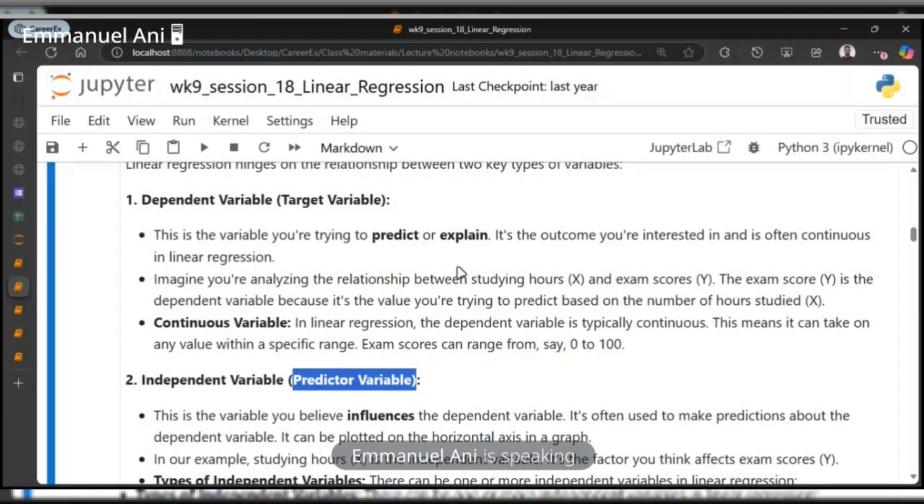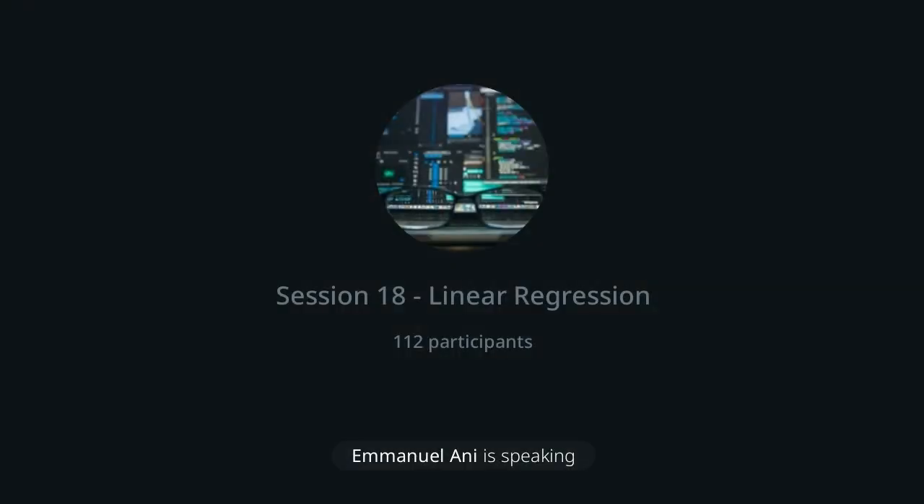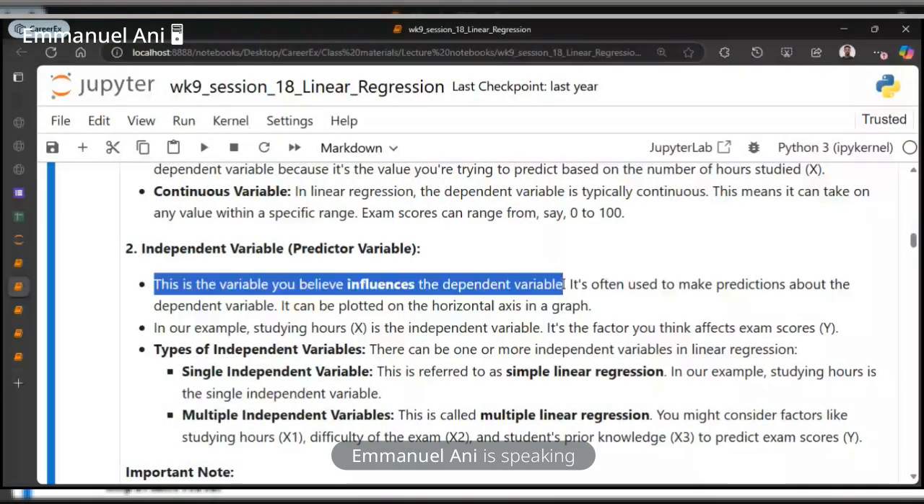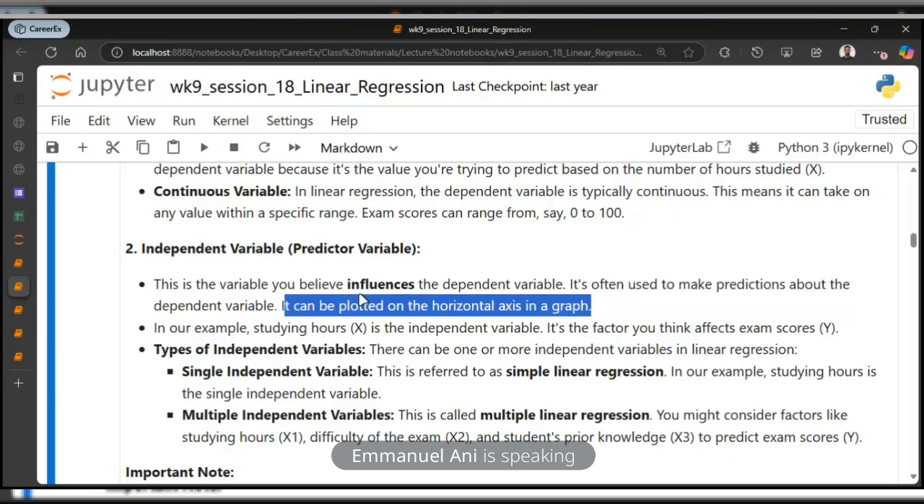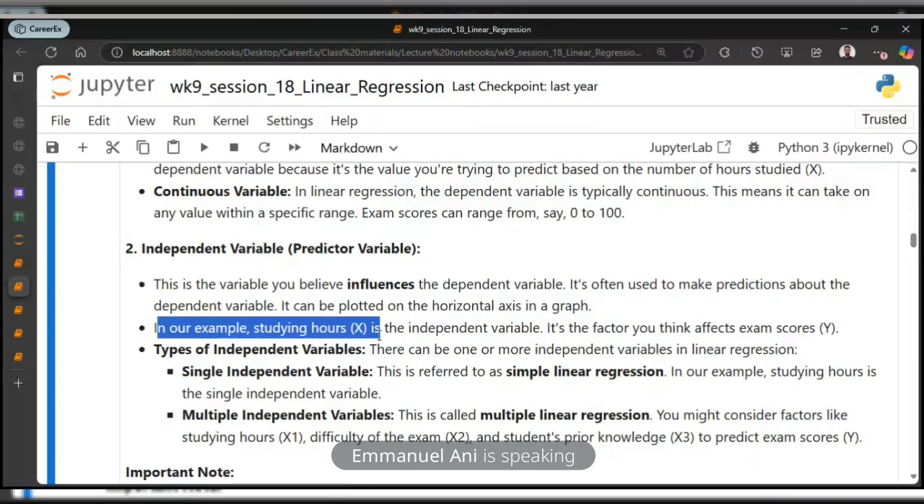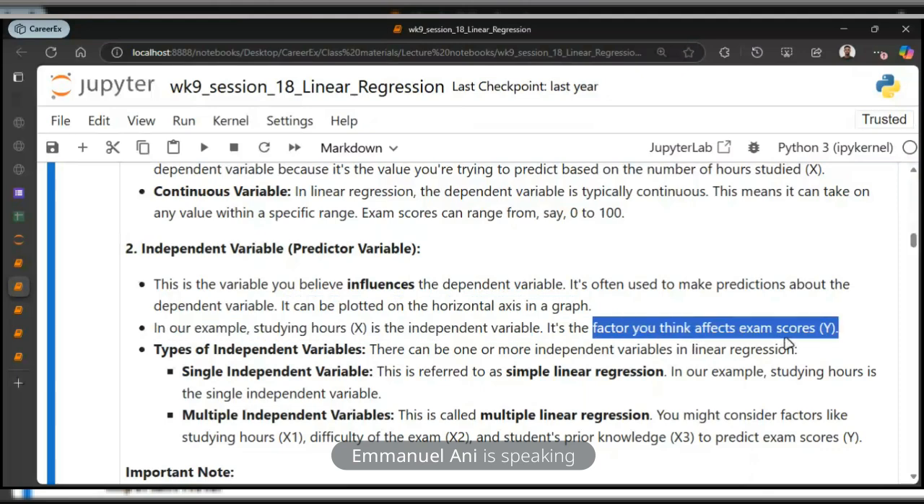So there are a lot of notations for these variable types. I just need you to understand it and not allow yourself to get confused. Your independent variable is the variable you believe influences the dependent variable. It is often used to make predictions about the dependent variable. It can be plotted on the horizontal axis of the graph, and we'll come to that later on. So in our example, studying hours X is our independent variable. It is the factor you think affects exam score.